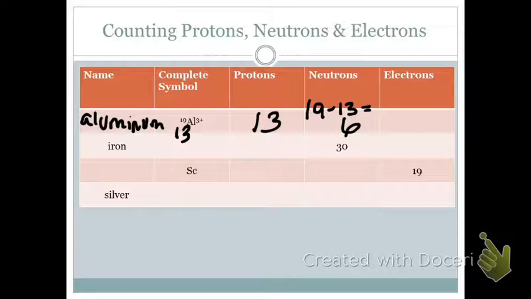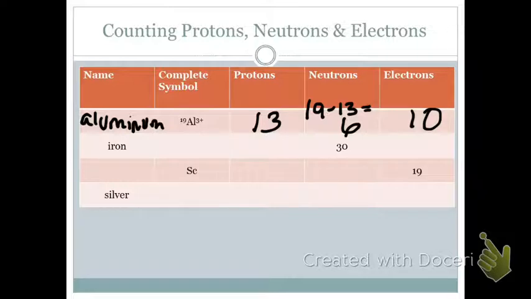The electrons are the same as the protons as long as there is not a charge, and there is one. If it's 3+, that means you lost 3 electrons and you're down to 10. Now, I'm just going to erase this so I have a little bit of space.